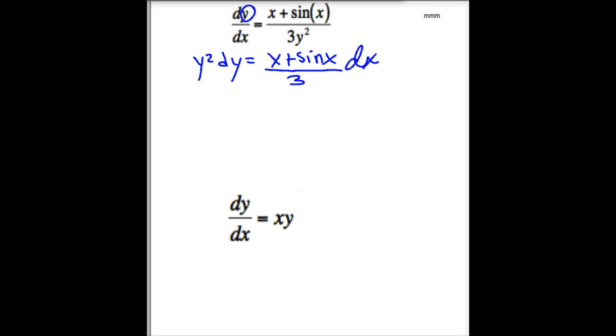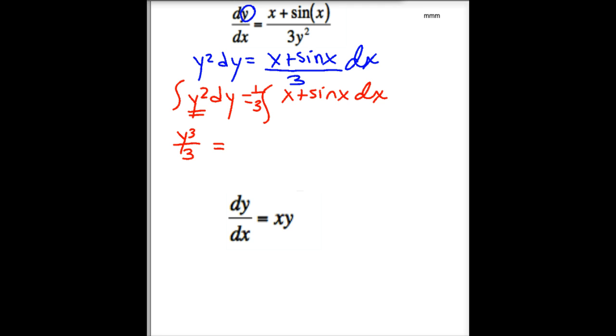So you're going to integrate both sides of the equation. You integrate the left side with respect to y, and you integrate the right-hand side. I'll pull the 1/3 out front since it is a constant, and I end up with that. So the antiderivative of y squared would be y cubed over 3. The antiderivative of x is x squared over 2. So I'm going to have 1/3, and then x squared over 2.